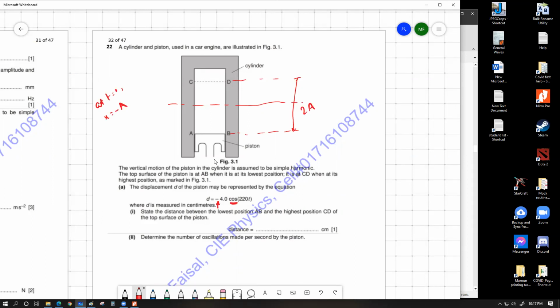Is it clear what I'm saying? When the observation started, the object started from the negative amplitude part.